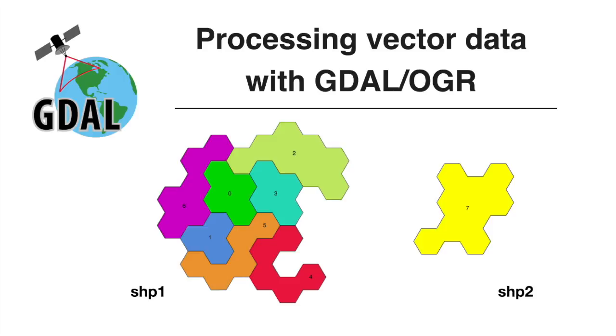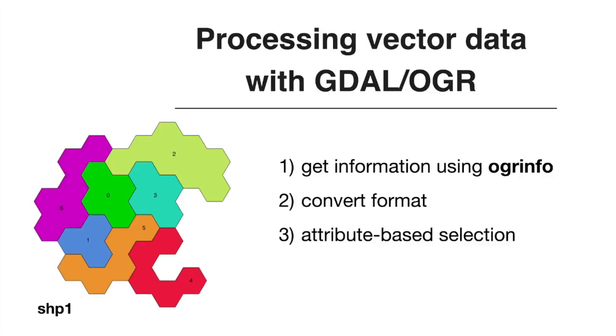Okay, but let's look at some vector data first and find out how to read, write, and manipulate them using the simple feature library OGR, which is now part of GDAL. Here's a detailed overview of what we will do to the shapefiles that I've prepared today.